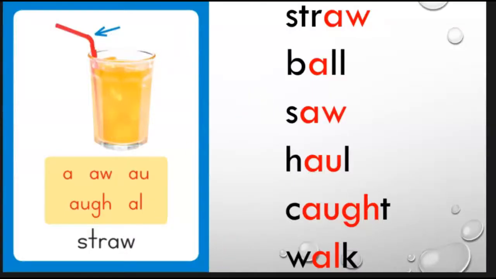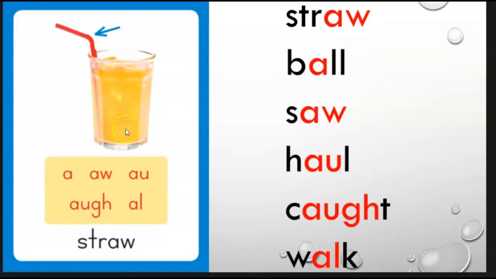All right. So our sound today is aw, like in straw. It's a tricky sound because it sounds a lot like short O, but it's different, just slightly, okay? So here we have the word straw. What's the word? Then here we have the word ball. What's the word? Here we have the word saw. What's the word? Haul. Caught. Walk.